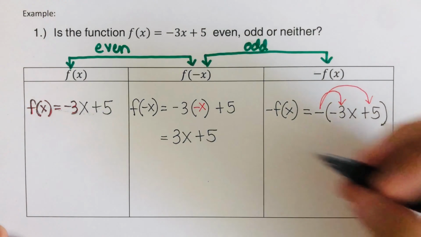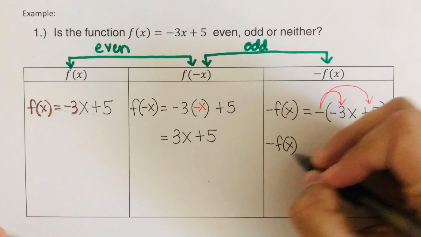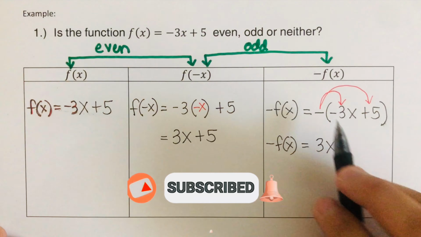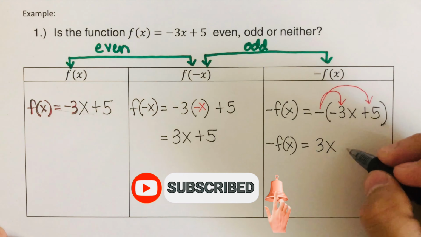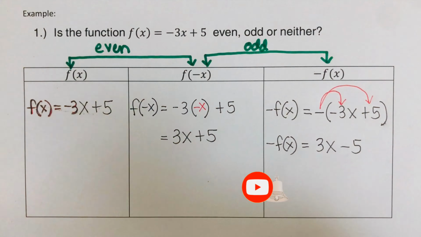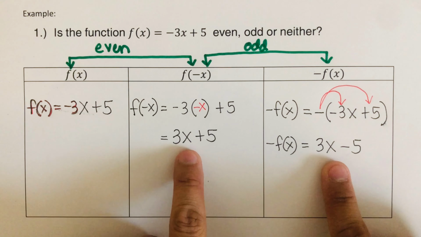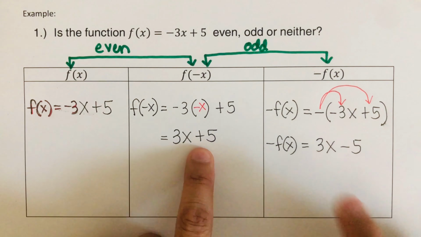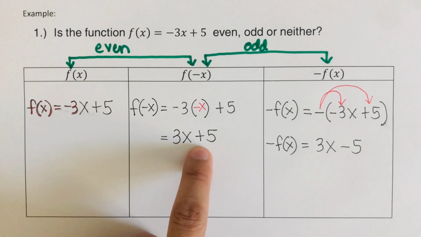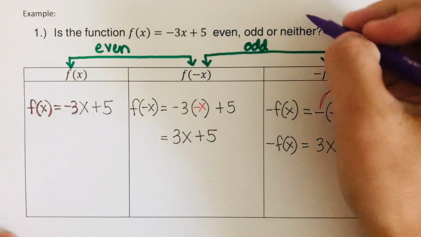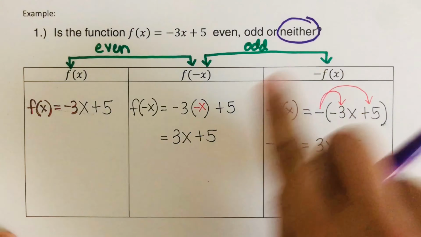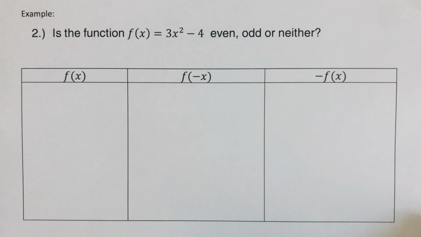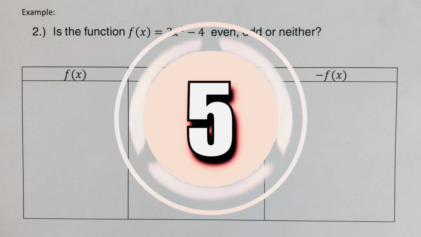So our negative f of x then is equal to negative and negative, we'll make it positive. So that would be 3x. And the negative and positive would make it negative. So that would be a negative 5. So we're going to figure out, are these two expressions the same? This is 3x plus 5, and this is 3x minus 5. They are not the same. That means that this function is classified as neither. At this time, I would encourage you to pause this video and try this problem out on your own. And when you're done, unpause it and check your answer.